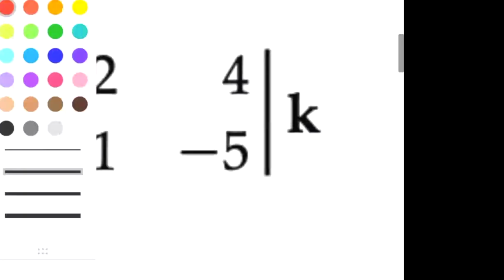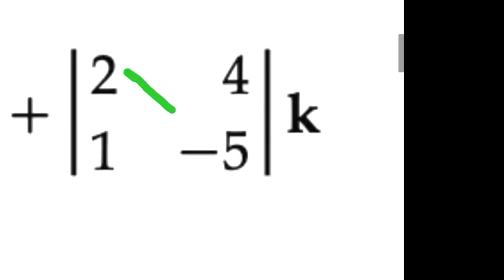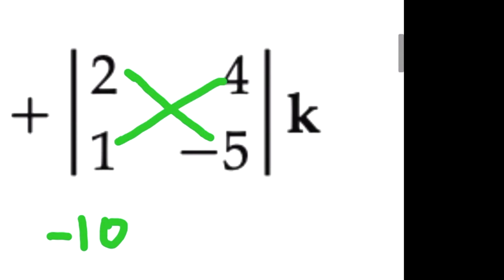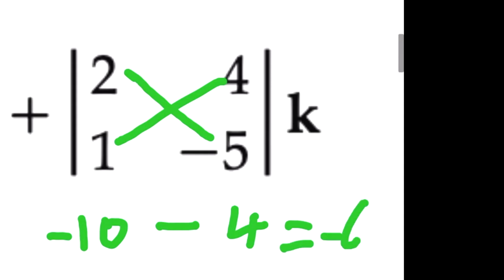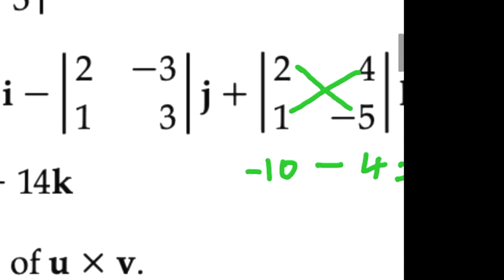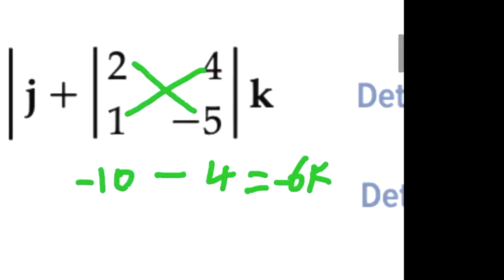How do we calculate this one? Again, I repeat. I hope by now you know what I'm doing. Multiply 2 by negative 5, you get negative 10. Multiply 1 by 4, you get 4, and you put minus in the middle, not plus. So you get negative 6k. Look at the answer. What is this? 14k. Why?